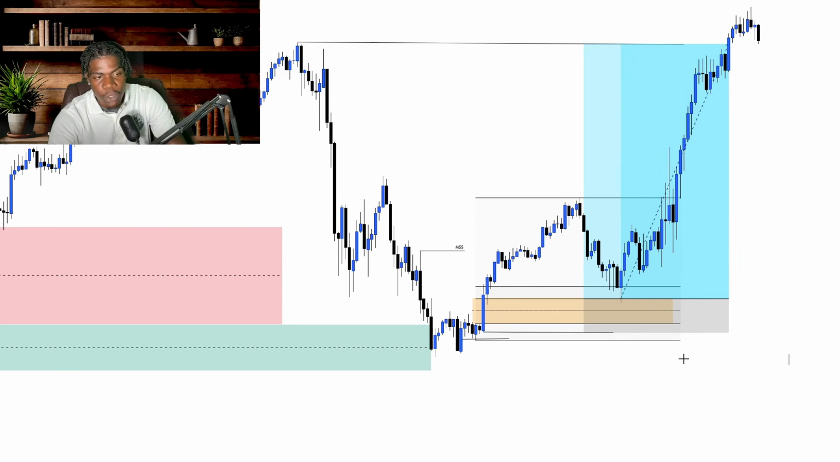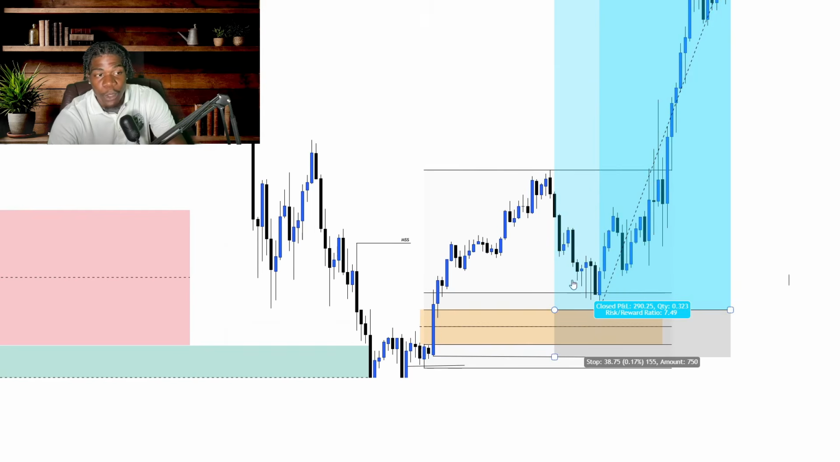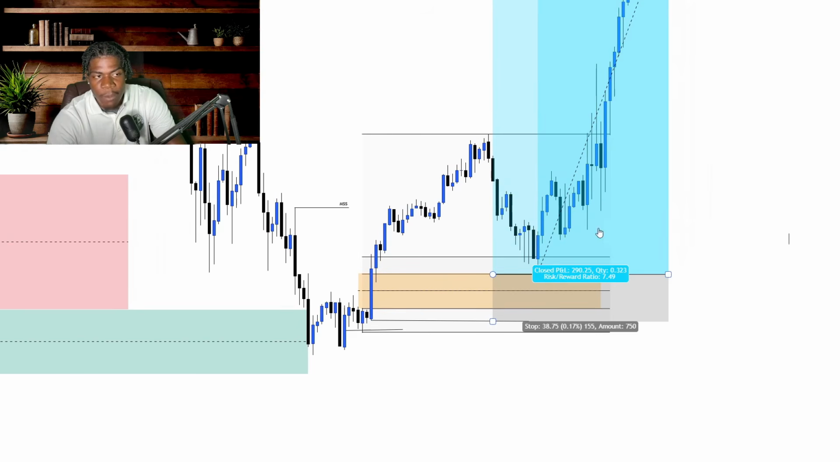What concept did we use? What confluence? The ICT OTE. I use this every single day, really every trade that I take. If it's mainly a day trade like this, I use it. But if I'm scalping, I would say not really, because I'm more on the lower time frames, and on the lower time frames the ranges are way different. But it's the same way I can take this trade too.